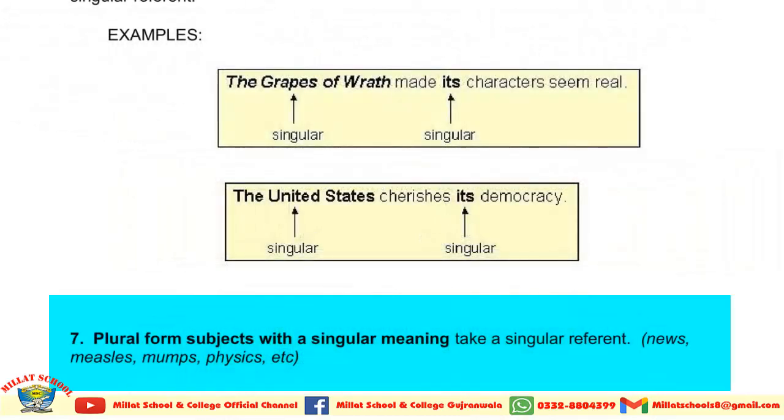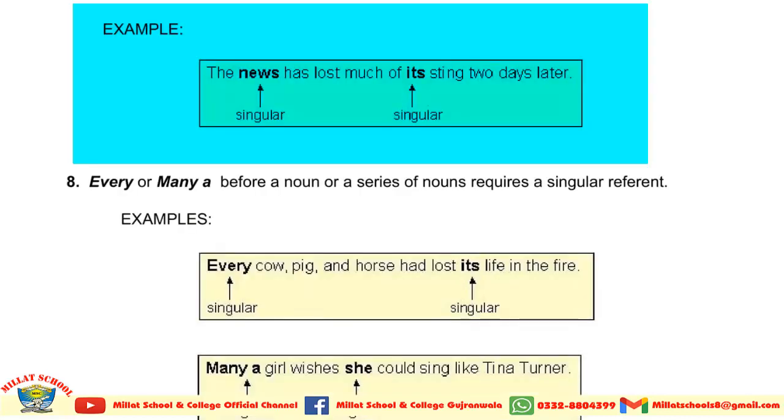If there is a plural form of a subject with a singular meaning, then we will surely use a singular referent, as it is giving the meaning of a singular pronoun. For example, news, measles, mumps, physics, etc. Now I am going to use it in a sentence: news has lost much of its slang two days later.